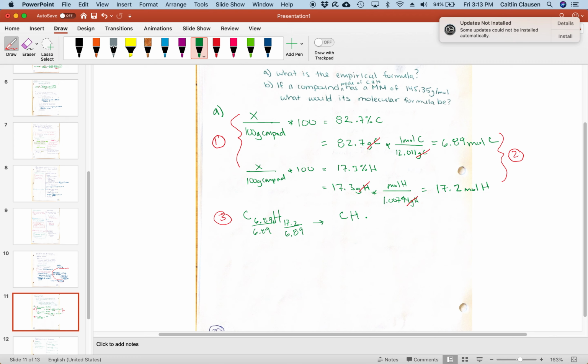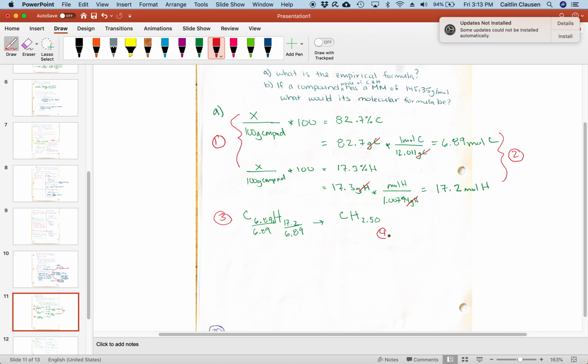You don't have to write the subscript 1. And it gives me 2.50 if I follow sig figs for carbon, for hydrogen. We can't round. 2.5 is 0.5 away from 3. That's too far. So we have to do the multiplication step, which is step 4.